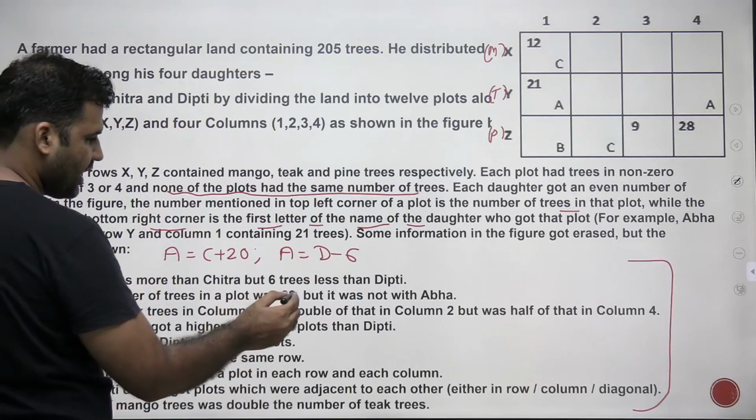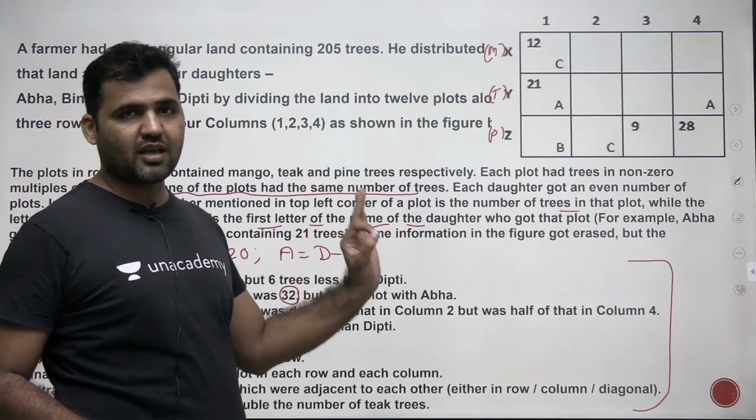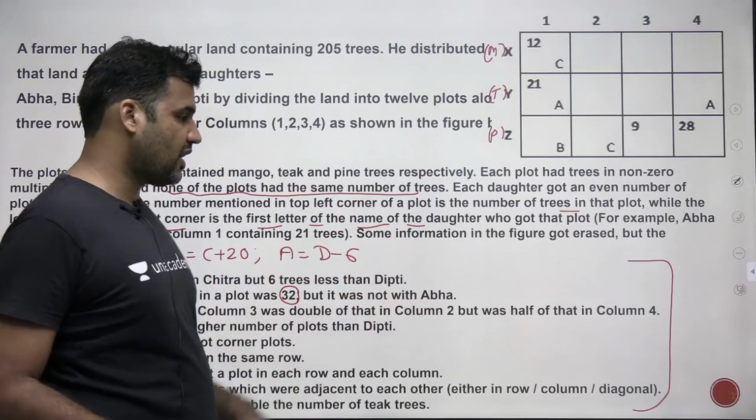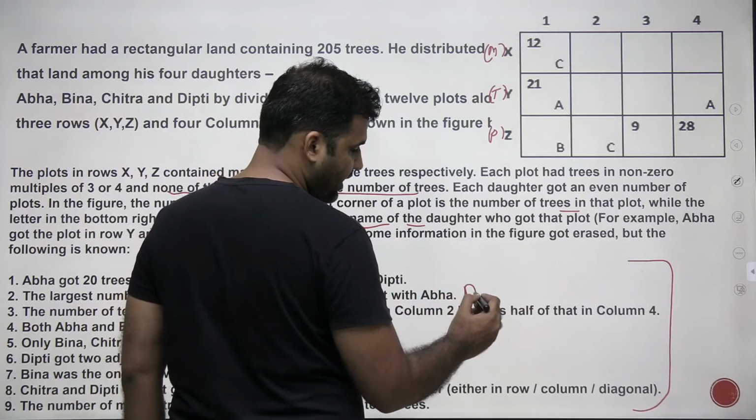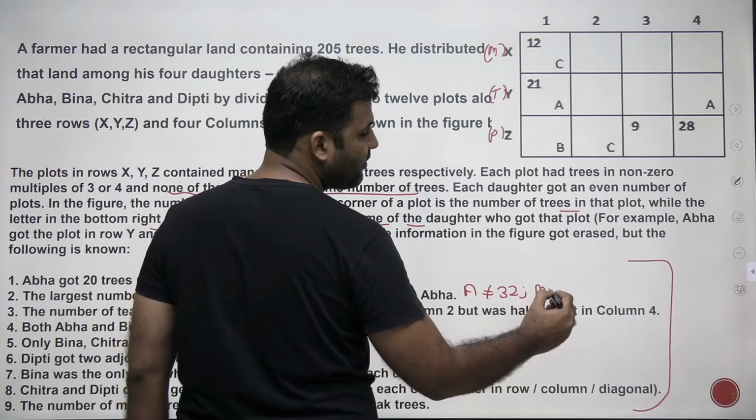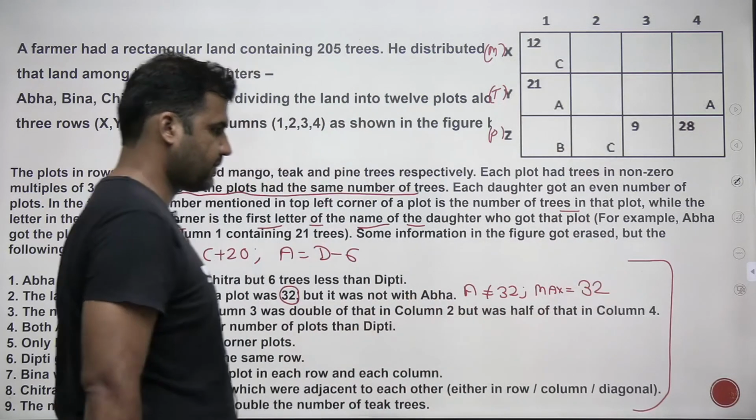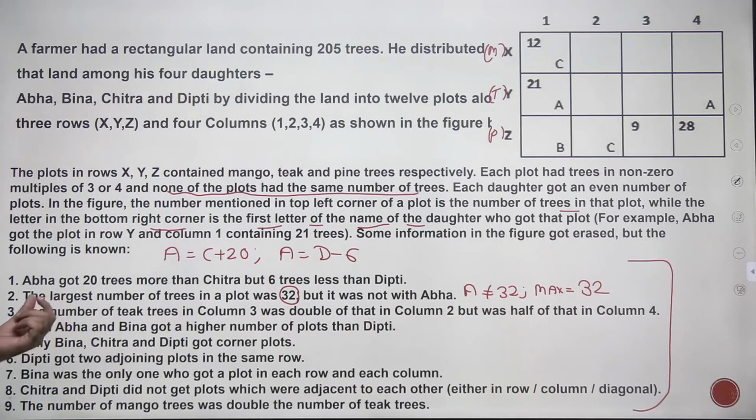This is a maximum value in terms of number of trees that you can assign in any plot to any person, and it is not with Abha. So firstly, Abha is not having 32 number of plots, and maximum value of trees in any of these plots is equal to 32. Simple information, right?